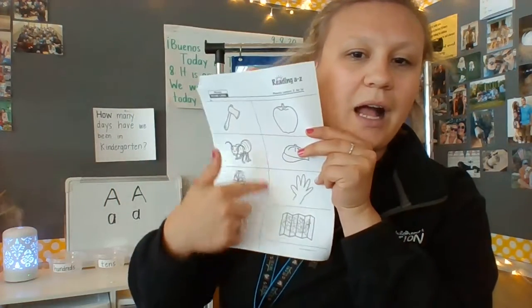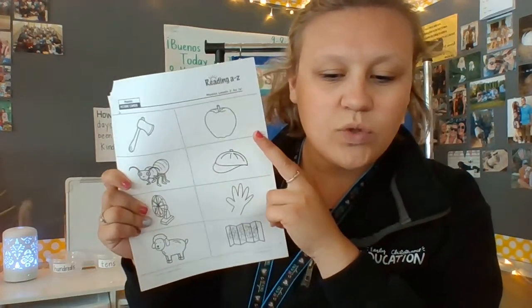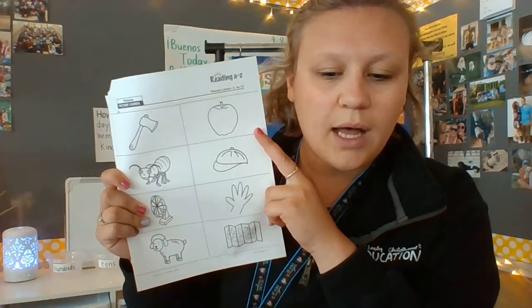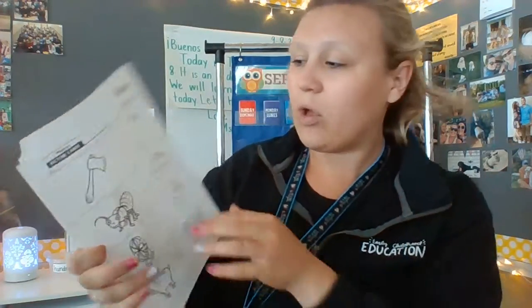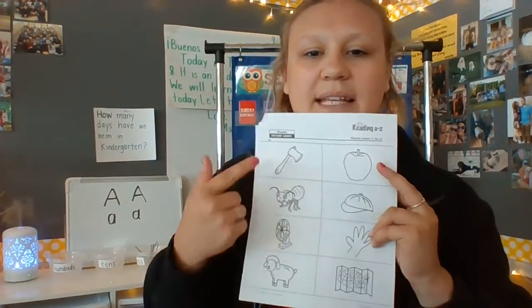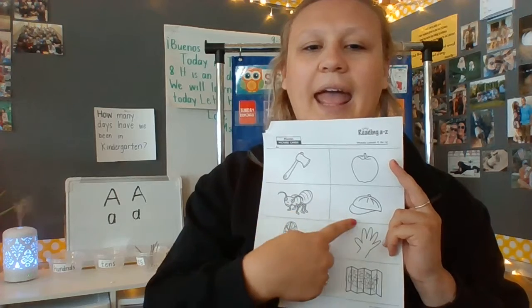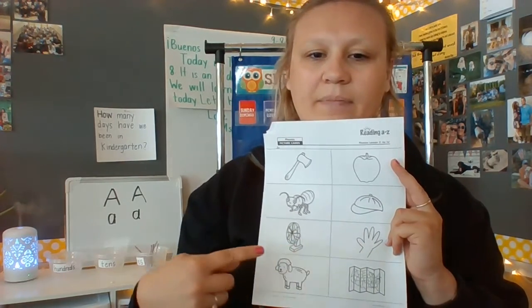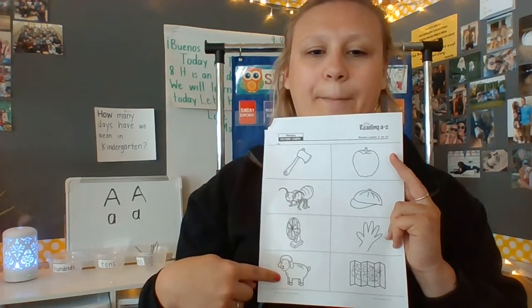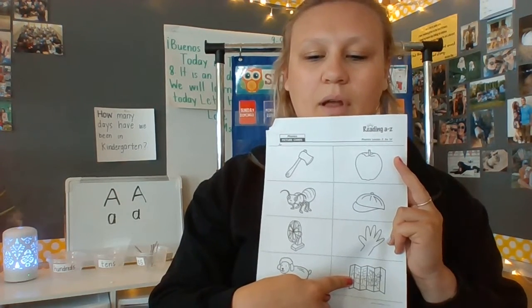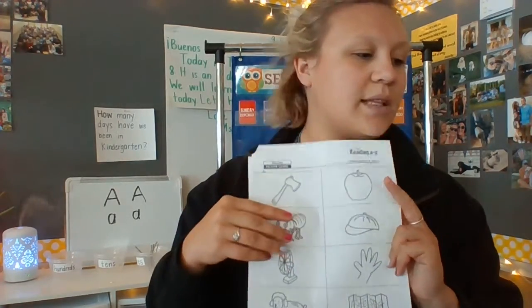All right. So what you're going to need next is this page that has picture cards on it. You're going to cut on these lines again. And I want you to sort the cards into one pile of the pictures that start with the ah sound and one pile that does not. We'll go through those pictures together. So this is an axe, apple, ant, hat, hand, fan, lamb, map. All right, so cut these apart and sort into two piles. One pile has the pictures that start with the ah, and one pile has pictures that do not start with the ah.